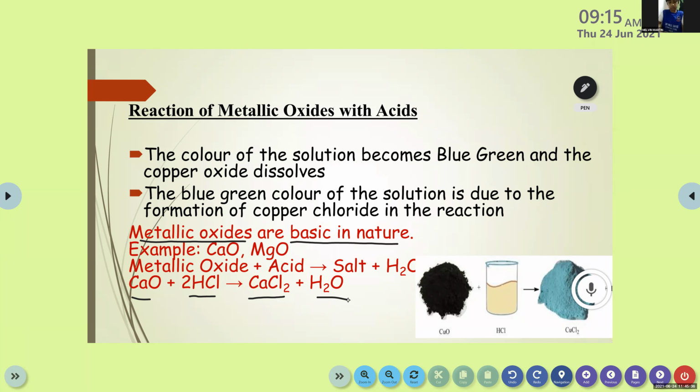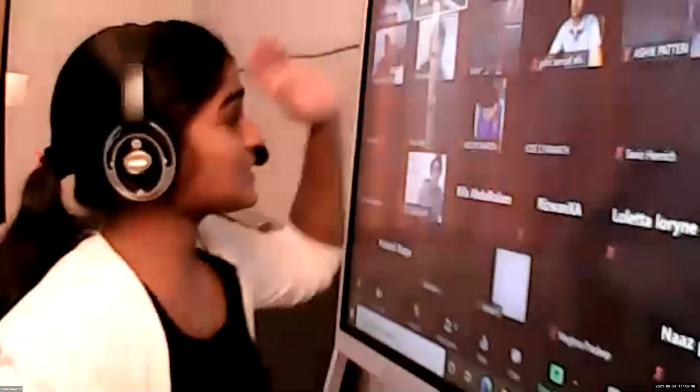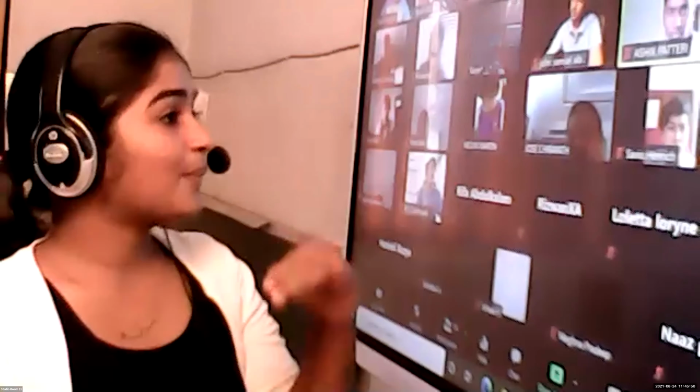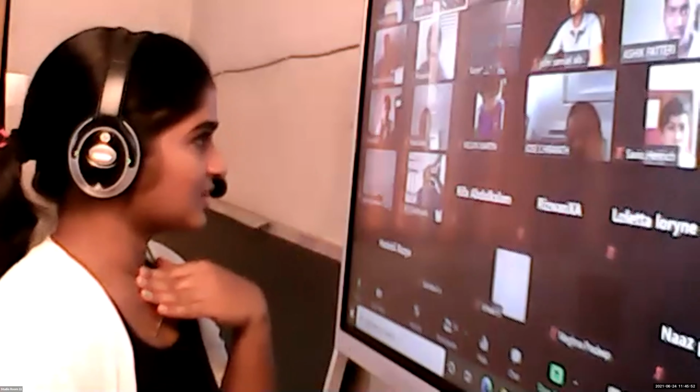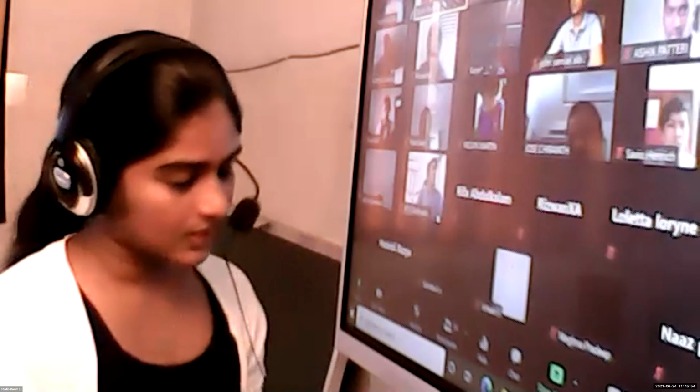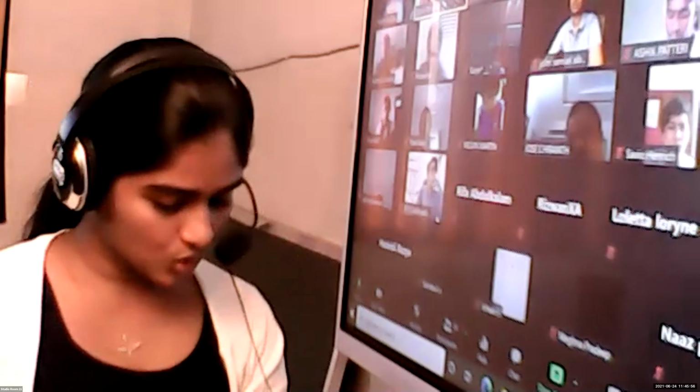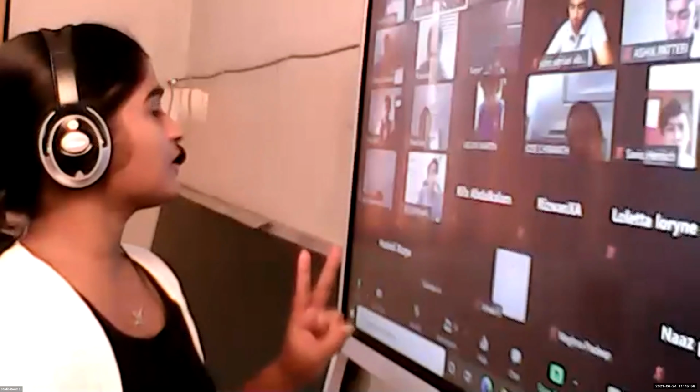Then the next one is reaction of a non-metallic oxide with base, that we can discuss in the next class. But can you guess what about the nature of that non-metallic oxide? Acidic, because they are reacting with bases. Yeah, Ashik, that's right. Acidic. We can discuss it later in the next class. So today we learned about two types of reactions.